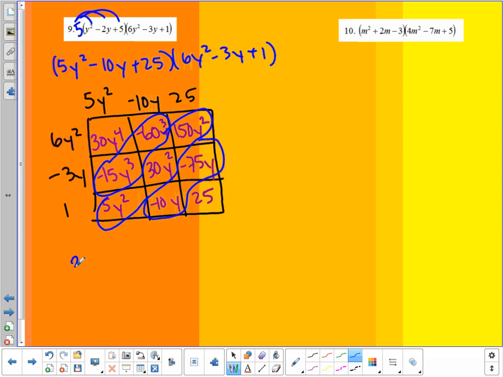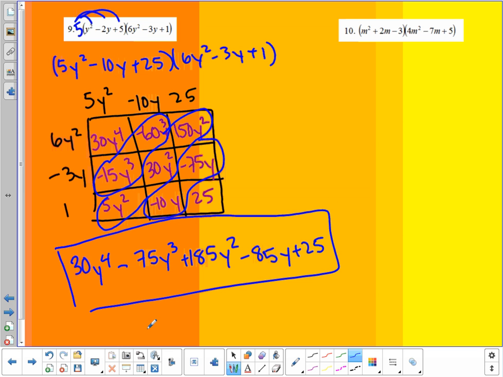The 30y to the fourth stays the same. Then I have negative 75y to the third. Then I have, wow, lots here. Positive 185y squared, goodness. And then negative 85y and positive 25 as the constant. I'm in standard form. There's my product.